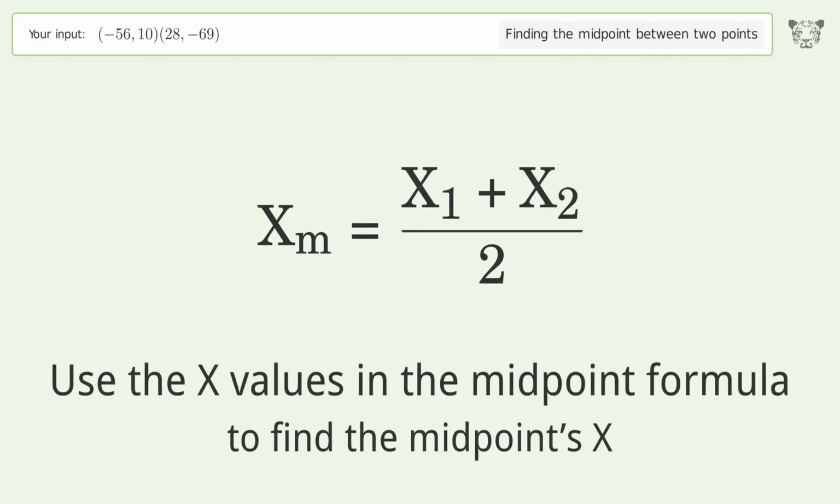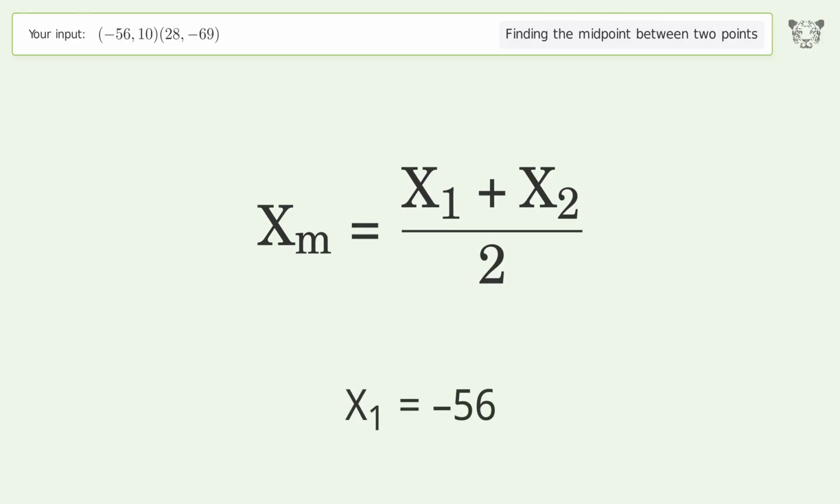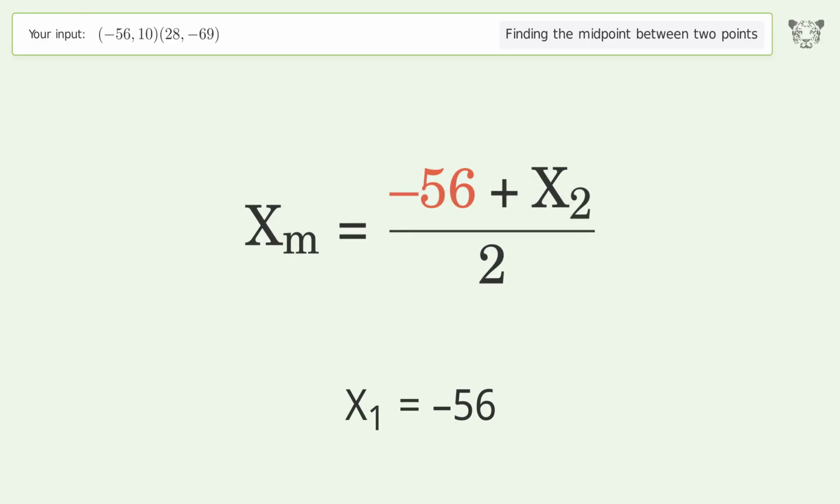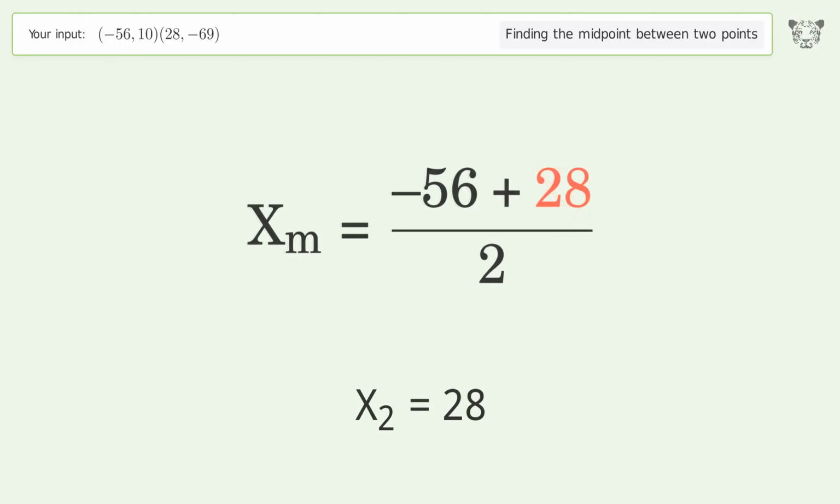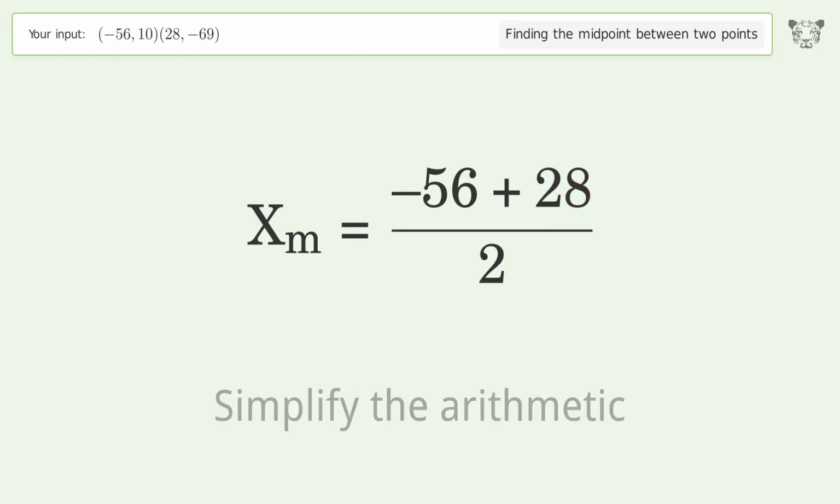Use the x values in the midpoint formula to find the midpoints x. x1 equals -56. x2 equals 28. Simplify the arithmetic.